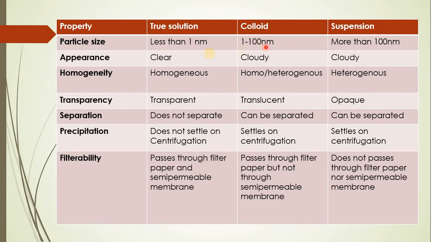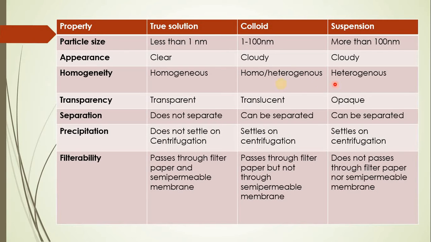Because of this variation in size, the transparency, or you can say the appearance of the solution, happens to be very clear with reference to the true solution, whereas in case of the colloid and the suspension, it appears to be cloudy. Now, this feature of clear or cloudy solution will help us to define whether the solution is homogeneous or heterogeneous in nature, and therefore the third property, that is homogeneity: true solutions are homogeneous in nature, whereas colloidal as well as suspensions are heterogeneous in nature.